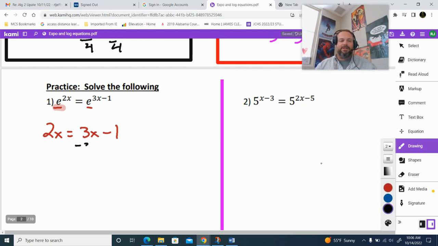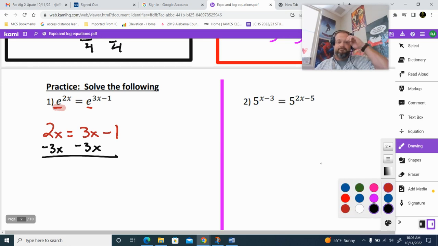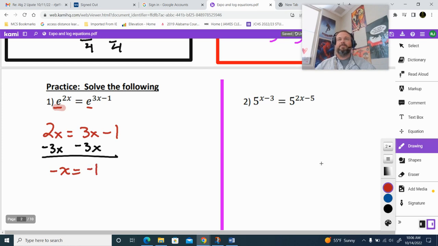Move my variables to the left-hand side. All right. Remember, this is understood to be a 1. You can multiply or divide, but a lot of people will divide by -1.